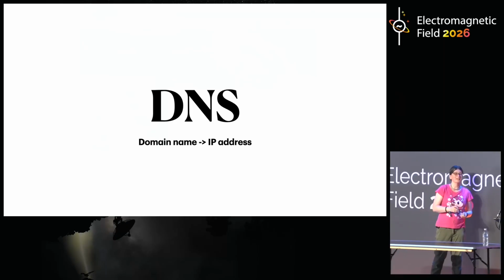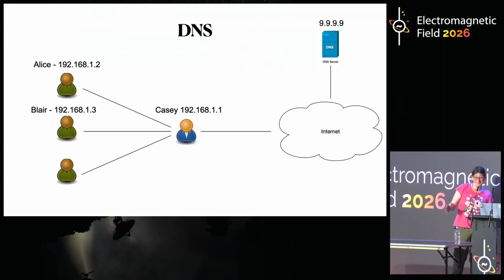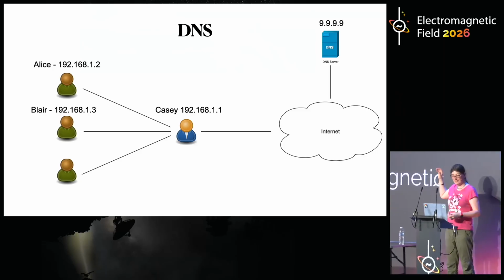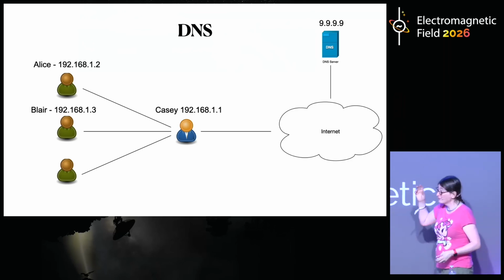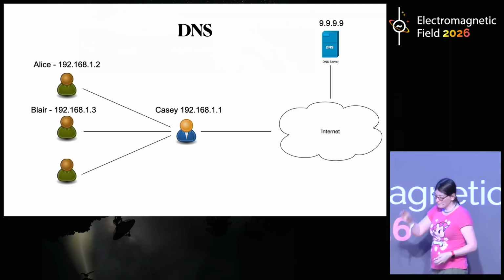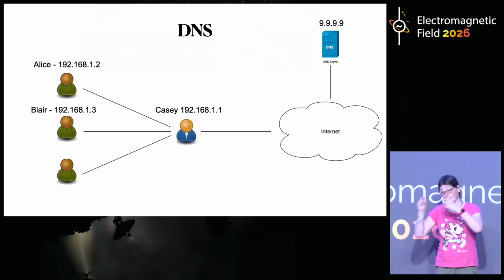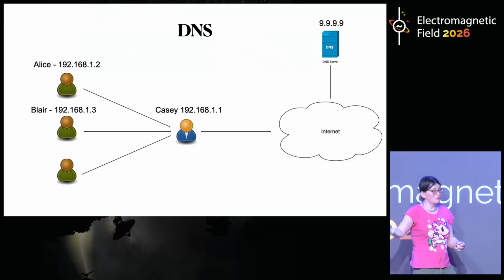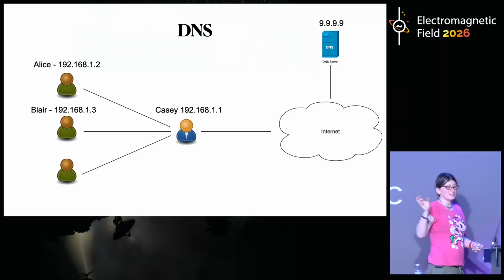And how does this work? If you go back to the example that we just had, we have Casey, who is connected to the internet via its internet provider. And when Casey connects to the internet, they either manually have to type in the address of a DNS server during configuration, or your ISP automatically tells you the address of the DNS server.